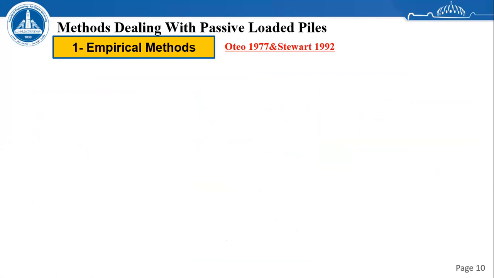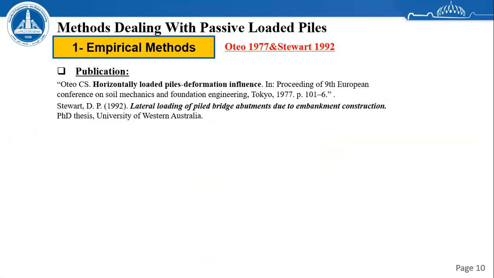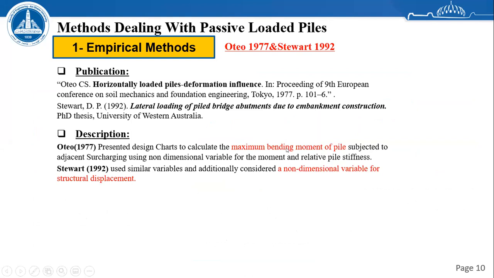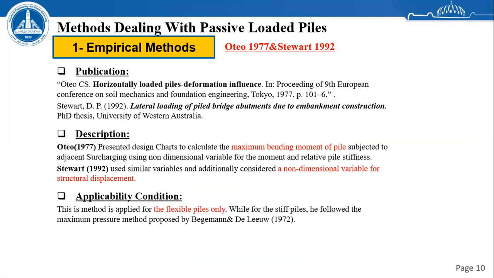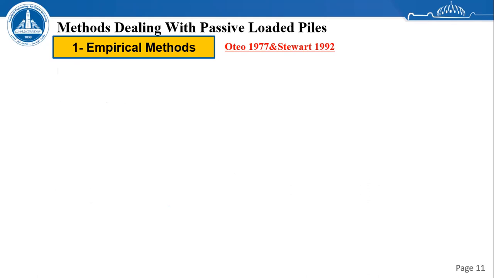For the empirical-based method, methods proposed by Ōtoyo and developed by Stewart in 1992. In this empirical method, Ōtoyo presented a design chart to calculate the maximum moment, and then Stewart developed a design chart to calculate the maximum displacement as a function of the relative pile stiffness, and he applied this method for flexible piles only.